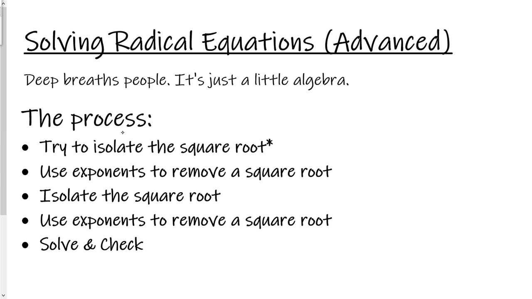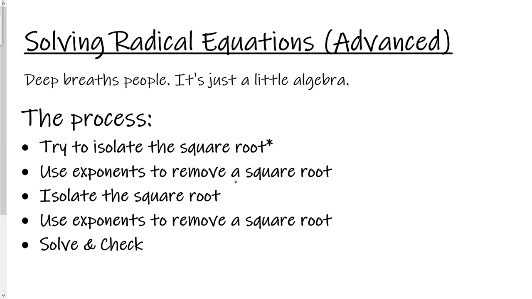Well, if we go back and look at our process from the other day, the first thing we're trying to do is isolate the square root. The problem that we're going to have with this one is that we can't just isolate the square roots. That's why there's that little asterisk right there. But it's also not going to be the case like yesterday, where we had one radical on each side, so you could kill two birds with one stone. So what we have to try to do is use exponents to remove at least one of the square roots, but there's still going to be one left over.